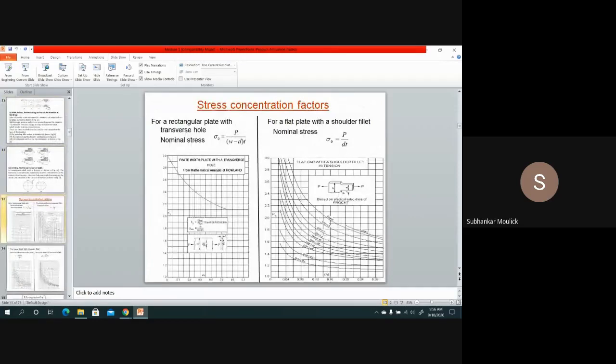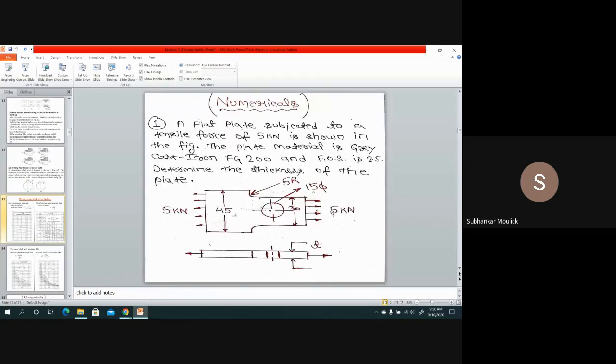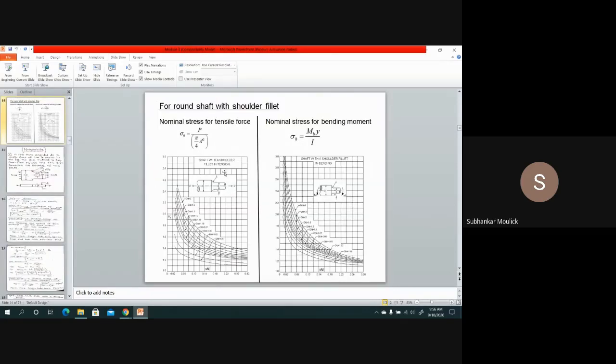Sometimes this is the condition of the problem, sometimes that is the condition of the problem. So you have to use the correct graph from the design data book, and accordingly you have to design your component. Fine. With this, we have completed the stress concentration part of this module.